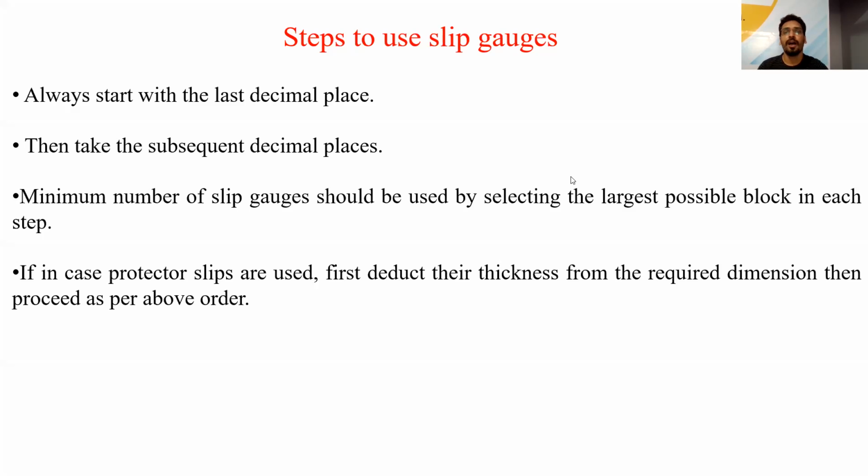Now the next question is how we will use slip gauges. What is the method to use slip gauges to make the dimension? So these are the steps. First, always start with the last decimal place. If we want to provide a dimension, let us suppose it is 15.0235. So we have to start numerically from the last decimal place, that is 0.005.